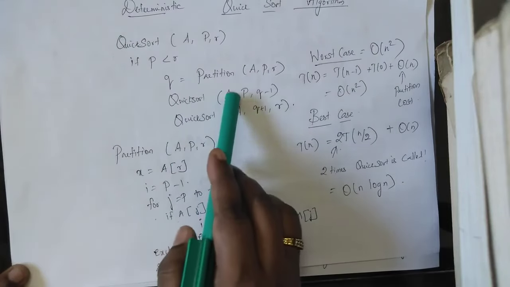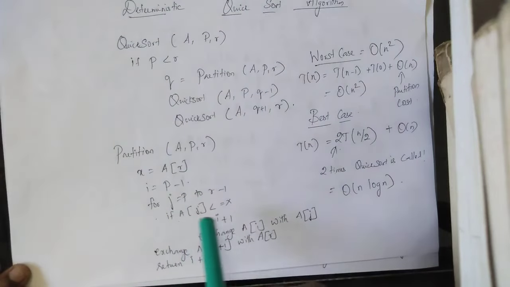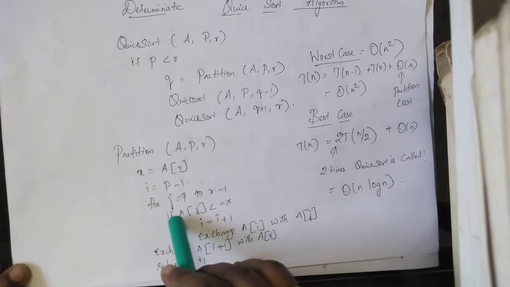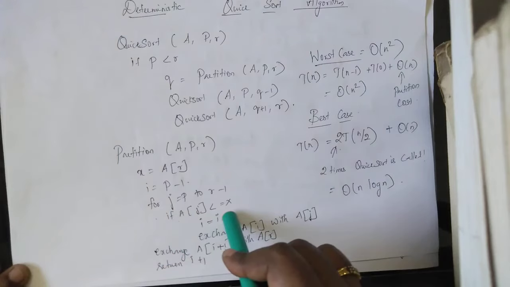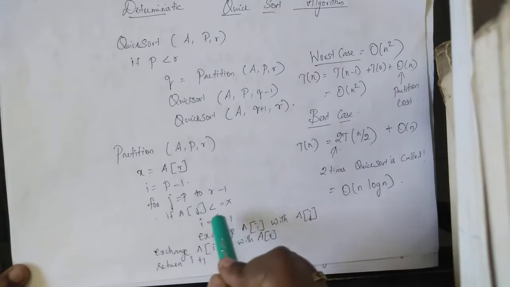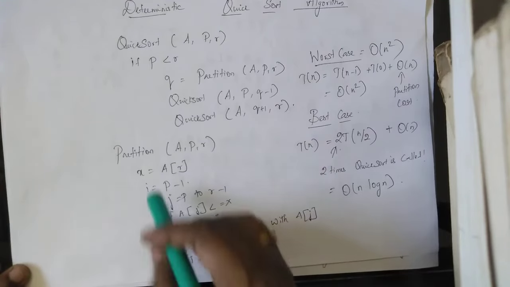Then we will again call the quicksort. So we will do this again and again. What we are actually doing here is moving all the elements which are less than the pivot to the left of the pivot. So that's what is happening in this partition.